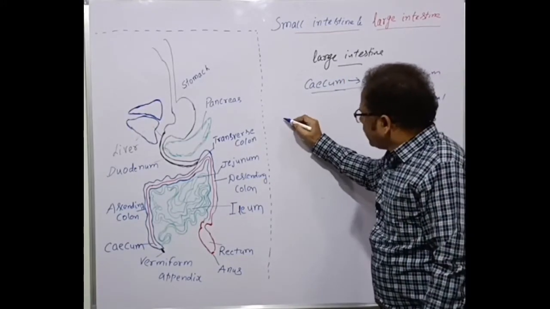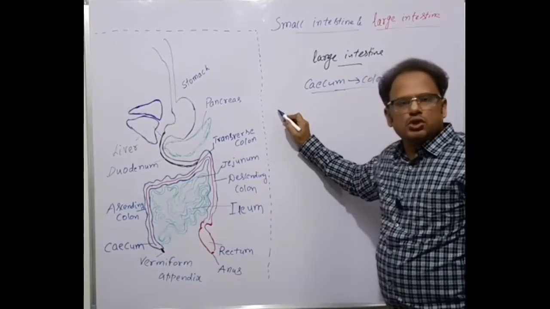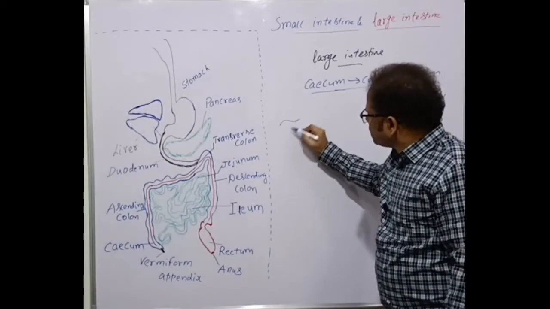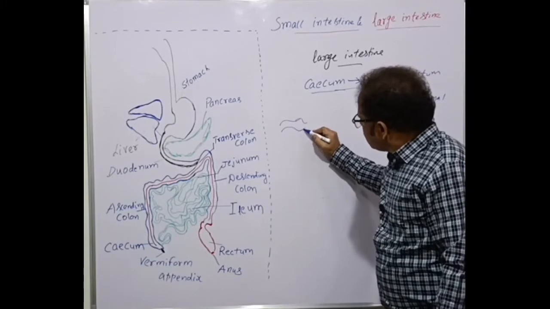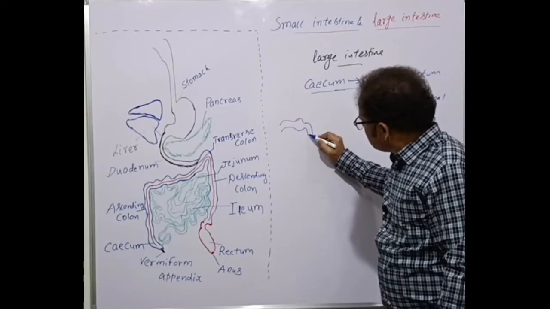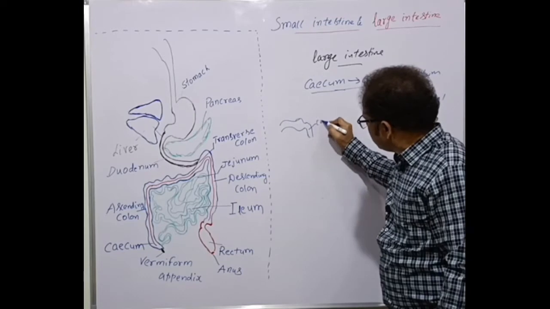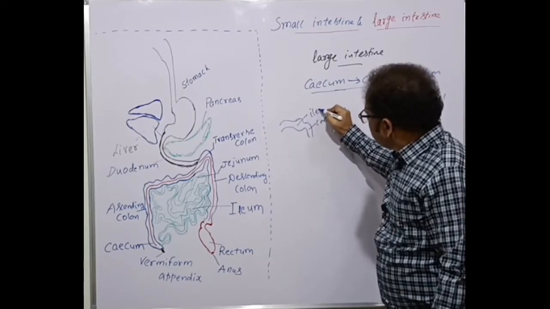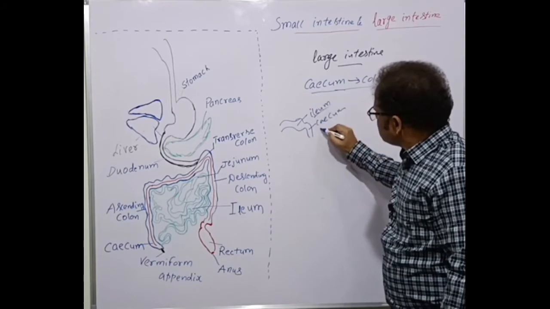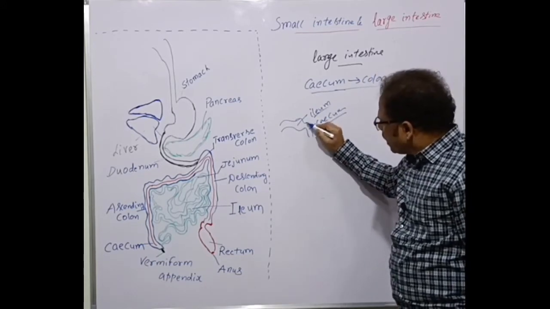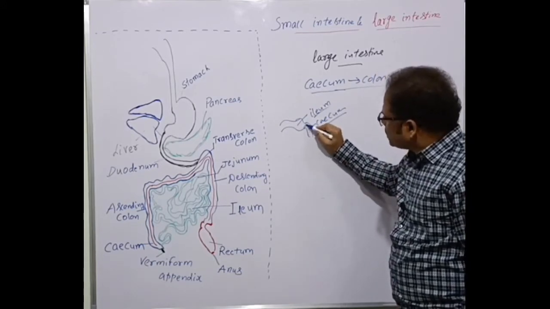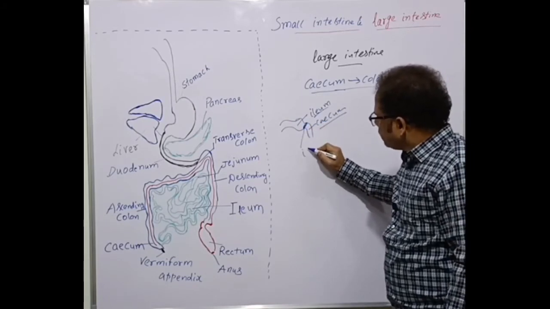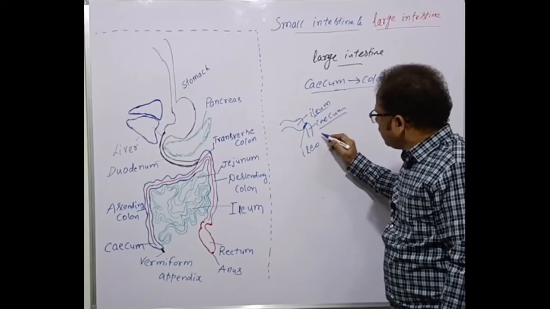I told you that the duodenum, jejunum and ileum constitute the small intestine. The jejunum, for example, this is the jejunum. The jejunum is followed by which one? The cecum. This is the cecum. That is, this is the ileum of the small intestine and the cecum of the large intestine. Between the ileum and the cecum, there is a sphincter muscle called the ileocecal valve.